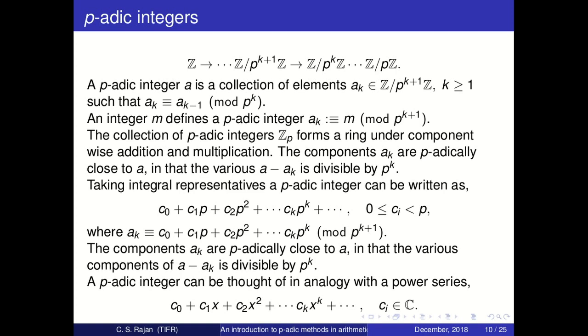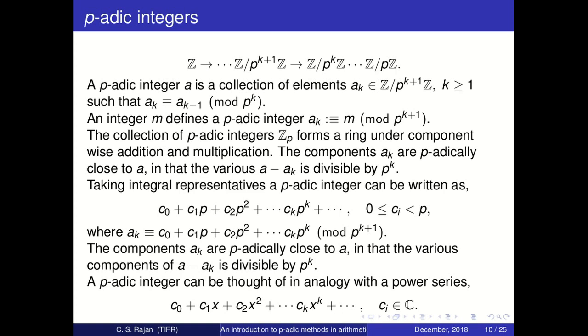Because the components are rings, and these maps are ring homomorphisms, taking the product of two elements and then mapping it out here will be the product of the two, and the addition of two elements will be the addition of the two. So they will all form a ring. If you have two coherent sequences, then the component-wise addition will also be a coherent sequence, and multiplication will also be a coherent sequence. So they form a ring.